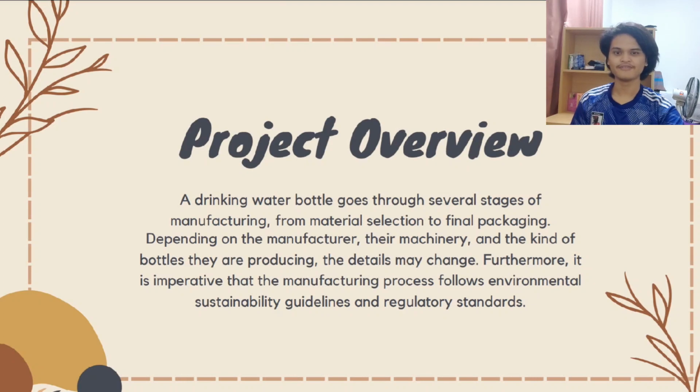So, the project overview is that a drinking water bottle goes through several stages of manufacturing, from material selection to final packaging. Depending on the manufacturer, their machinery, and the kind of bottle they are producing, the details may change. Furthermore, it is imperative that the manufacturing process follows environmental sustainability guidelines and regulatory standards.